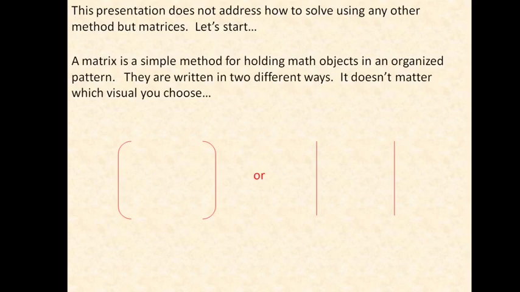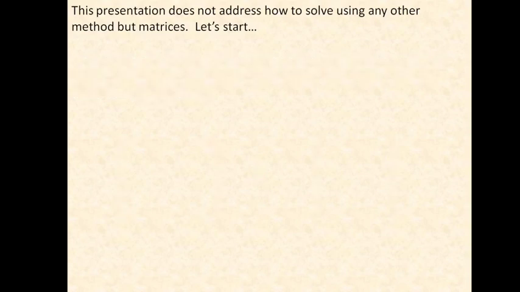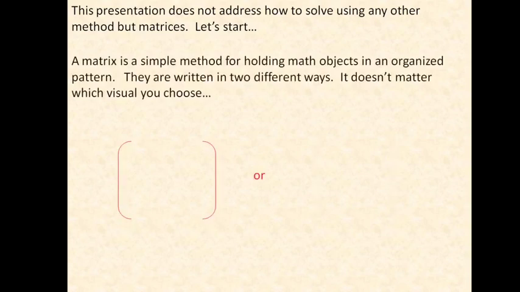A matrix is a simple method for holding matched objects in an organized pattern. They are written in two different ways. It doesn't matter which visual you choose. So here we have two brackets on our screen. Any one of them can be taken to represent your matrix. This is the first way and this is the second way. Any one of these two you can use. Let's look at how they are used.